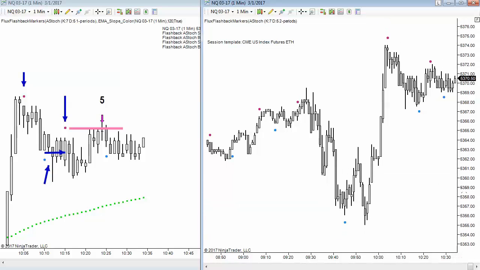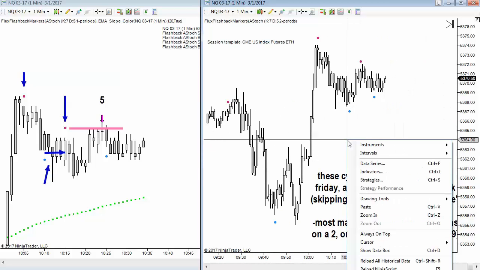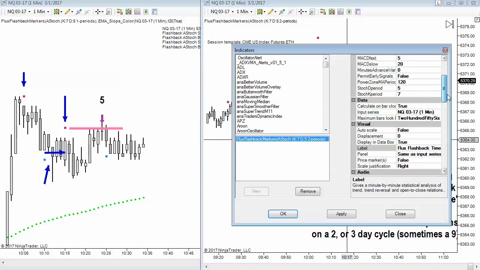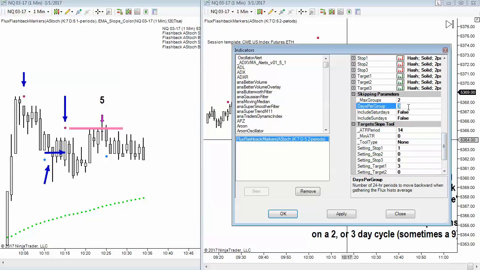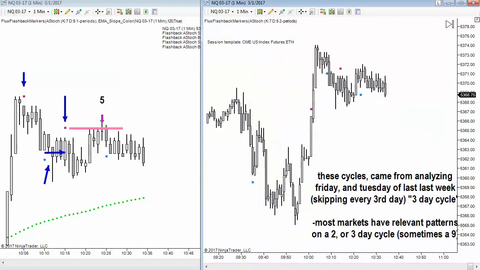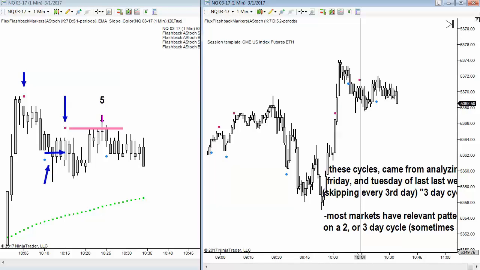There is our 3x2 in the NQ right now. I'm going to come in here and, just for fun, show you that occasionally I will change this to a 9 and look for a 9-day cycle. It's not as good as the 3-day cycle was a moment ago, but there are still relevant time patterns on a 9-day cycle that are worth exploring for you.